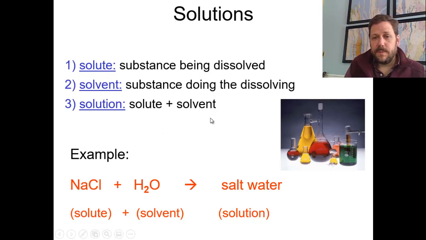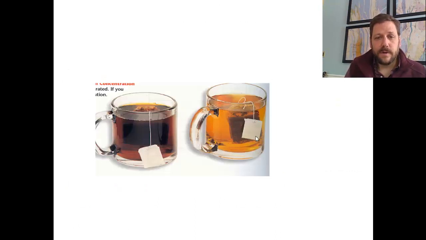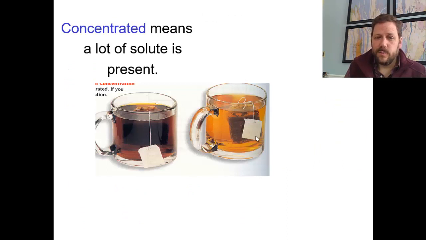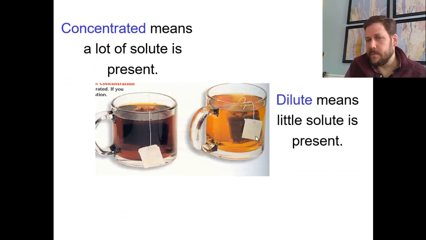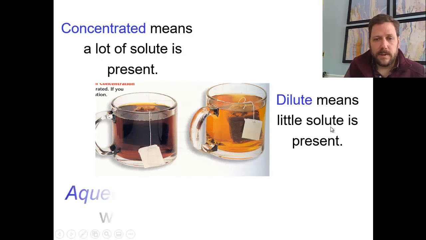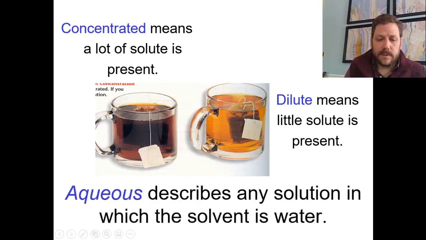So there's a few other bits of vocabulary that I want to introduce here before we get into the calculations. First of all, the one on the left there is more concentrated and the one on the right is more dilute. So concentrated and dilute is how we're going to describe solutions which have more solute or less solute present relatively. And the word aqueous is another one we talked about a little bit earlier. An aqueous solution is simply any solution in which the solvent is water.